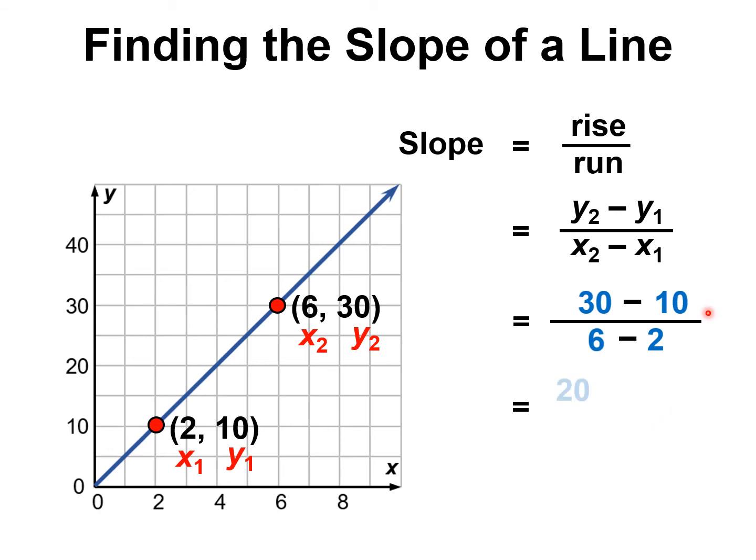So when we do that, we know 30 minus 10 is 20, 6 minus 2 is 4, and when we divide it, we get 5. And that is the slope of our line. We say the slope of this line is 5.